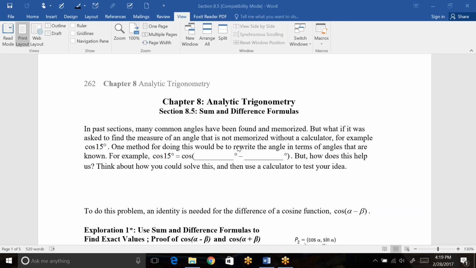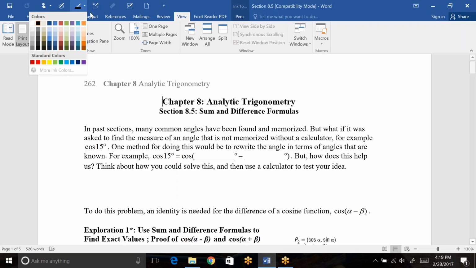Okay, this is section 8.5 for the online trig class, sum and difference formulas. In previous sections, we've had a lot of angles that we found and memorized, or if we didn't memorize them, we could draw triangles in certain locations to figure out their ratios. But what if you had a specific angle that you don't have a nice ratio for that you can memorize using the unit circle, say cosine of 15 degrees?